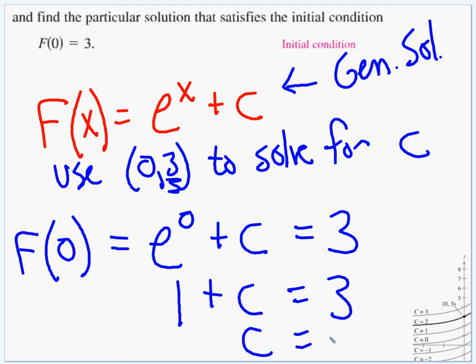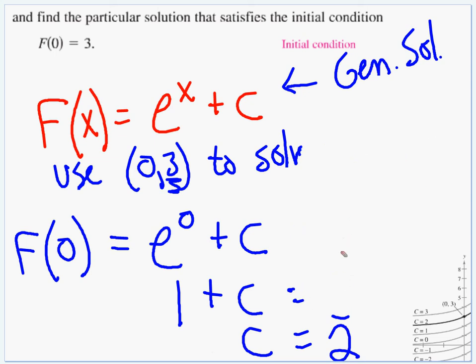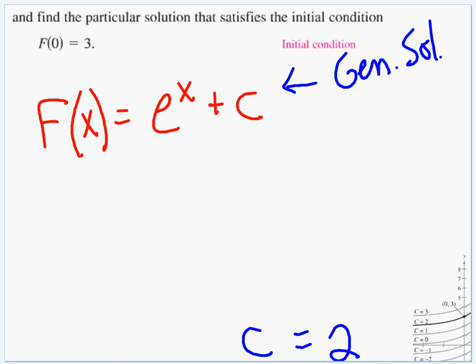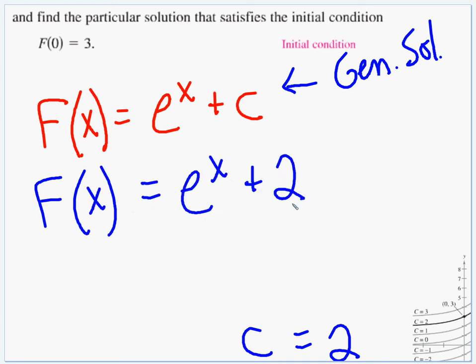C then would be equal to 2. So I'm going to erase this stuff in here. There we go. So our general solution, e to the x plus c. Our particular solution is f of x equals e to the x plus 2. This is the particular solution. The c has been solved for.